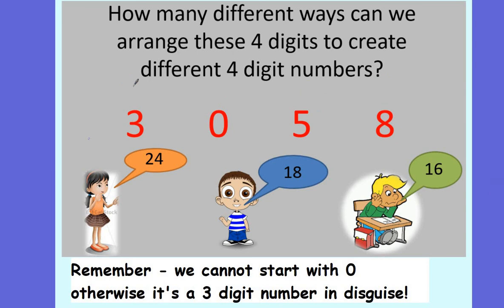However, what I can include, for example, would be 5,830. That's using all 4 digits. So pause the video and spend 10 to 15 minutes. How many different ways can you rearrange those 4 cards to create 4-digit numbers? And then work out who's correct. Is it this lady who says there's 24? Is it this guy who says there's 18 ways? Or is it this guy that says there's 16? One of them's right. Pause the video for 10 minutes and have a go at that now, please.